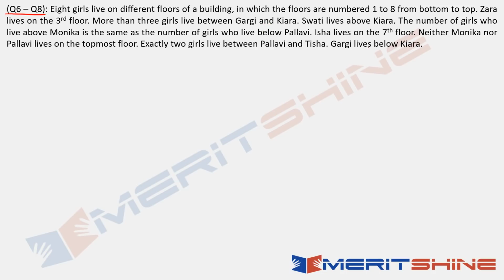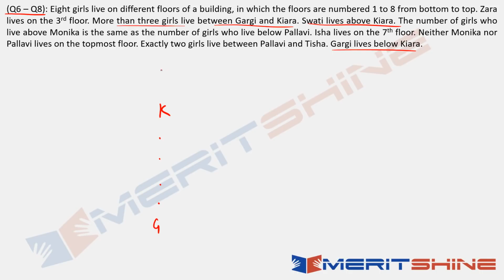So this is Gargi, Kiara. Gargi is below Kiara, and there are more than 3. More than 3 means at least 4. Fine, so I'm using this first. So if this is Kiara, so 1, 2, 3, 4. This is Gargi. So this is a block of 6 girls, right?